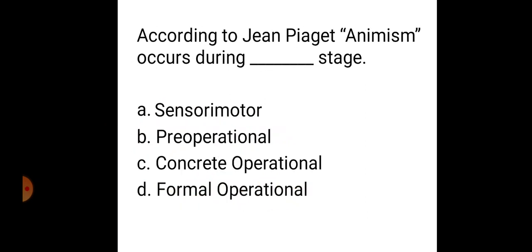According to Jean Piaget, animism occurs during blank stage. When we talk about animism, the child thinks that the inanimate objects have a life. The correct answer for this one is pre-operational. Why? Because in pre-operational stage, kung observe mo, ang mga bata, they are fond of having toys or kanang mga stuffed toy, di ba? Like for example, kanang hapakunin mo, may sila, ay, hapak ko, masakitan siya.